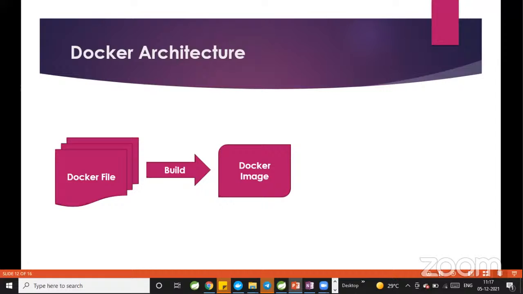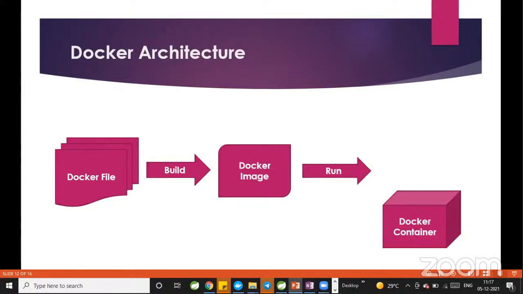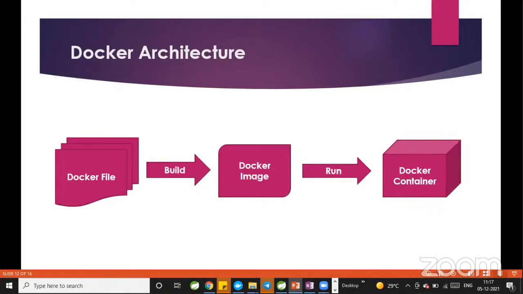First, we are going to create a Docker file. That Docker file contains the infrastructure information. Then we are going to build that file. Then we will get a Docker image. Whenever you run that image, a Docker container will come.